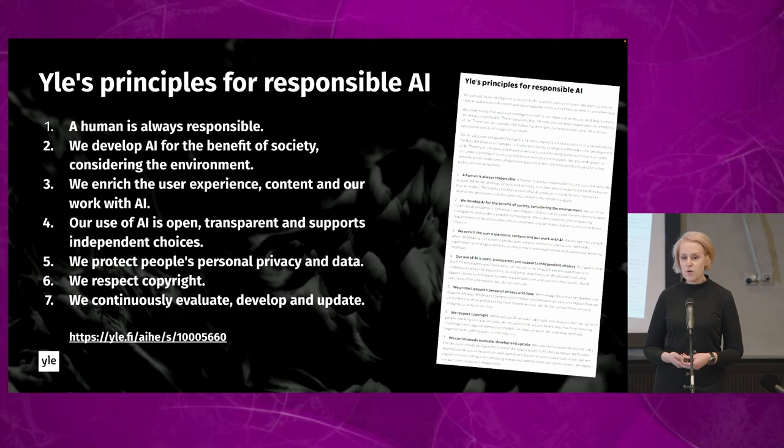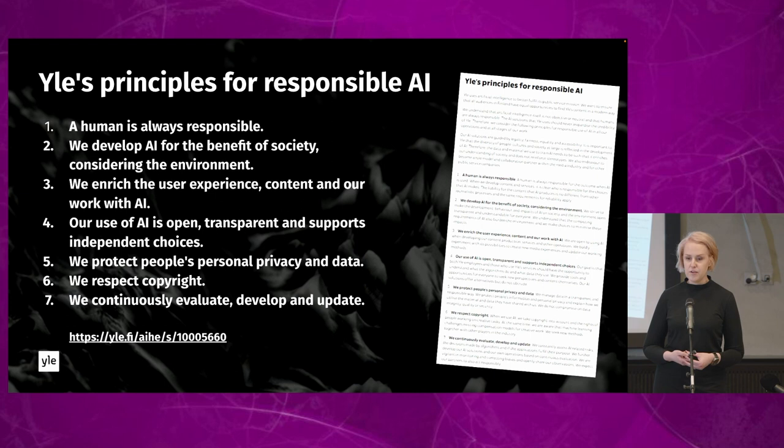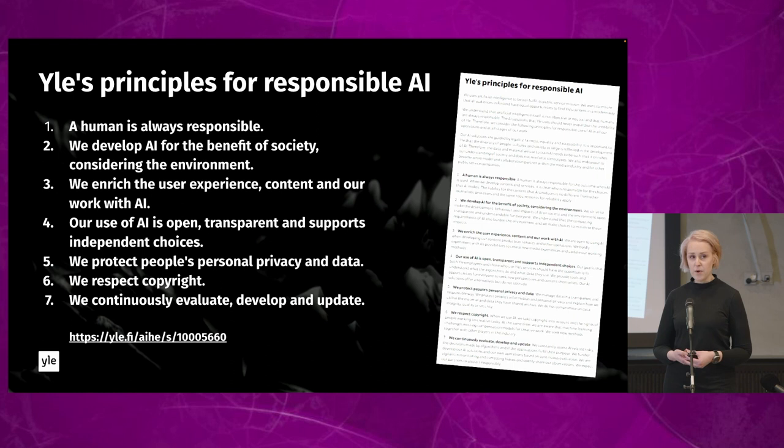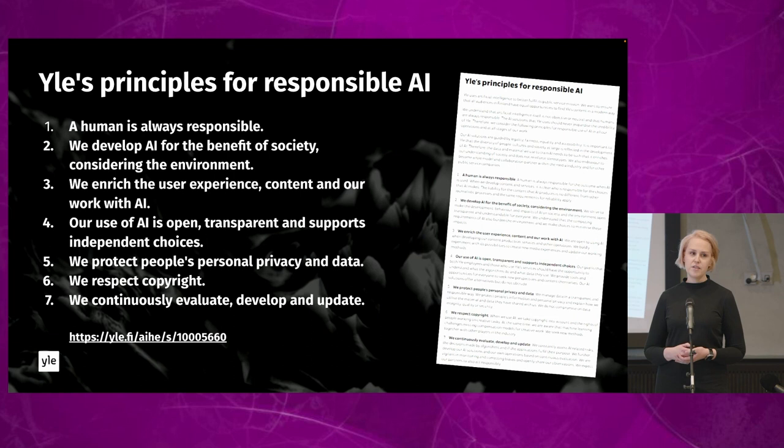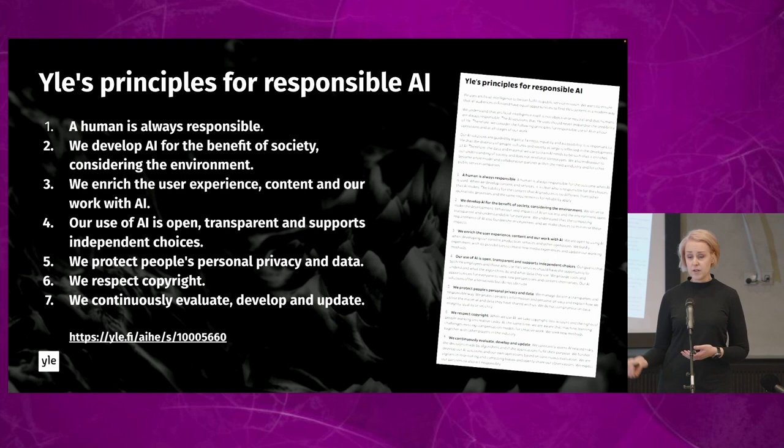We also protect people's personal privacy and data when we are working with AI. We respect copyright laws, and we continuously evaluate, develop, and update while we are working. So we are working in an iterative way. The technology is going forward so fast that the legislation and also the applications are coming up from behind, so we need to constantly look at where we are and how we are working with this technology. But go check these out. These are very good, I would say.